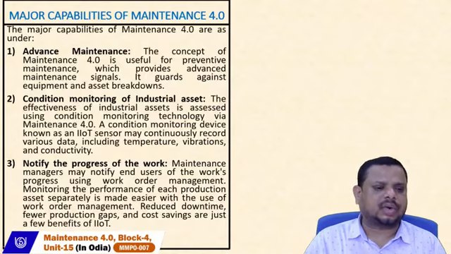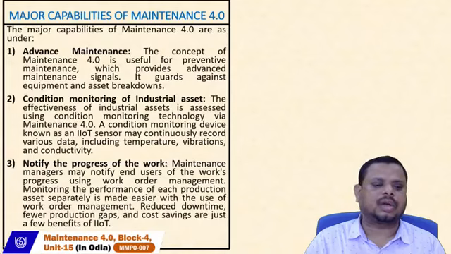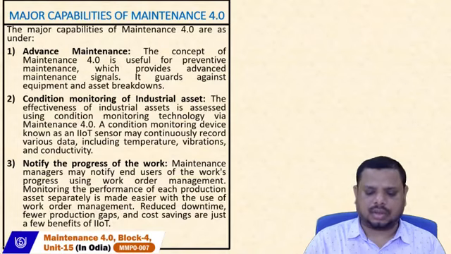The next one is notify the progress of work. A maintenance manager may notify the end user of work's progress using work order management, and monitoring the performance of each production asset separately is made easier with the use of work order management. The objective behind notifying the progress of work orders is to reduce downtime. Fewer production gaps and cost savings are just a few benefits of IoT.